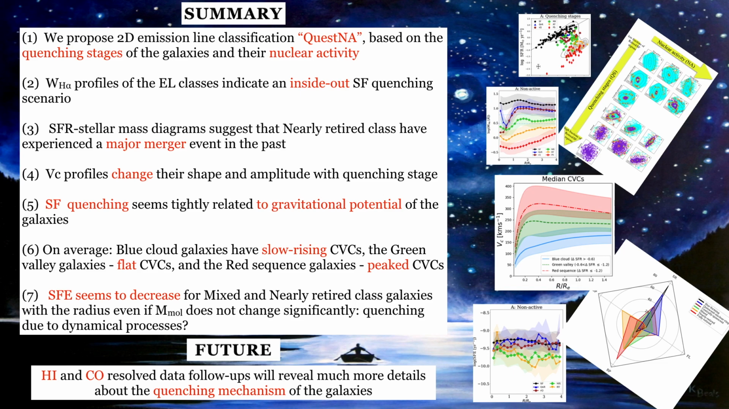To summarize, galaxies are quenching inside out and with particular quenching patterns. What is the link between galaxy dynamics and star formation quenching? It seems that star formation quenching follows the gravitational potential of the galaxies.